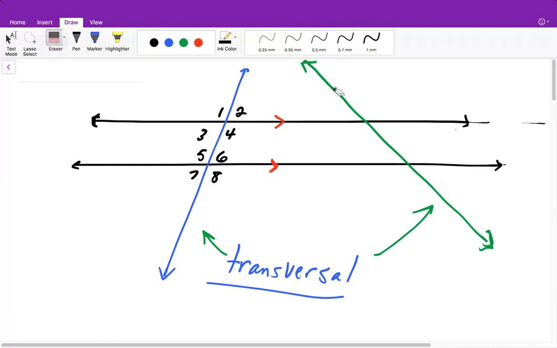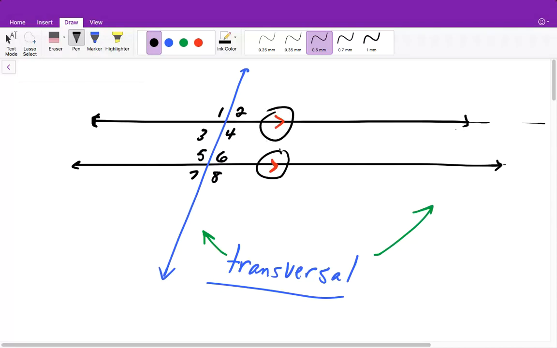I'm going to erase this line because you don't need to have more than one transversal. Sometimes there could be more than one, but we're only going to focus on one of them for right now. But a transversal is a line that intersects two or more lines. So this blue line would be a transversal. And when they intersect two parallel lines, they develop these relationships. All right, so we're going to go through all these.